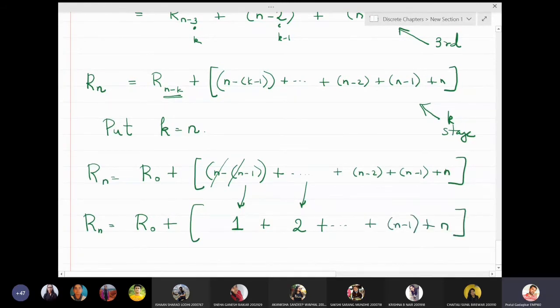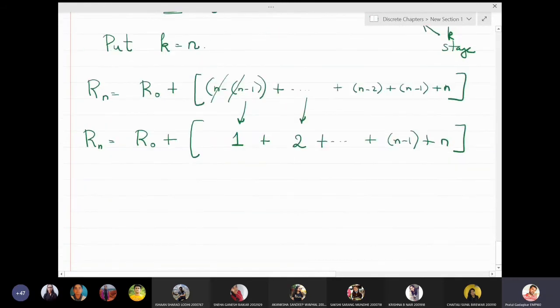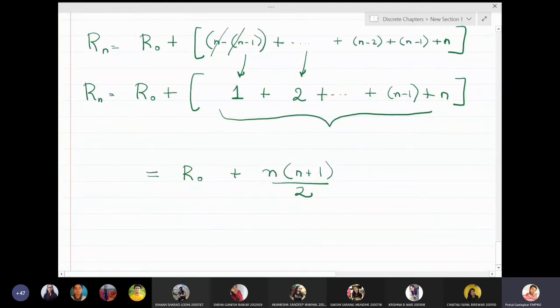Right. Now this entire thing is nothing but the sum of the first natural numbers, and we know what the sum of the first n natural numbers is equal to. It is equal to n into n plus 1 upon 2. So this means that Rn will be R0. What is R0? R0 is our initial condition, which is 1, plus n into n plus 1 upon 2.